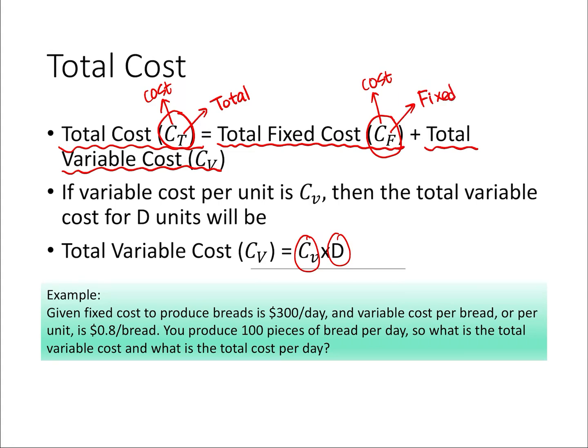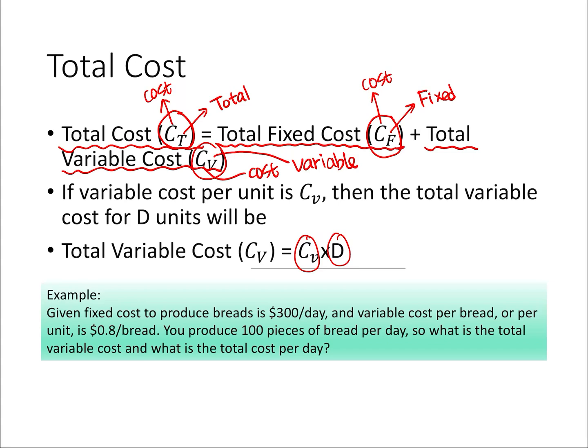So CF, whenever I write CF, you should know that's the total fixed cost. And total variable cost is written as CV. C is cost and V is variable. Okay, so this is the first function.